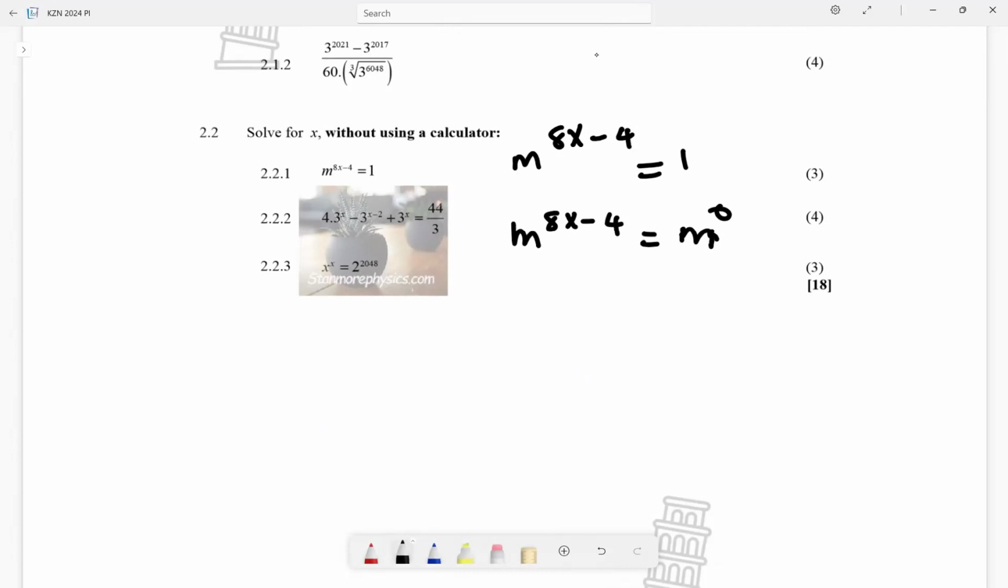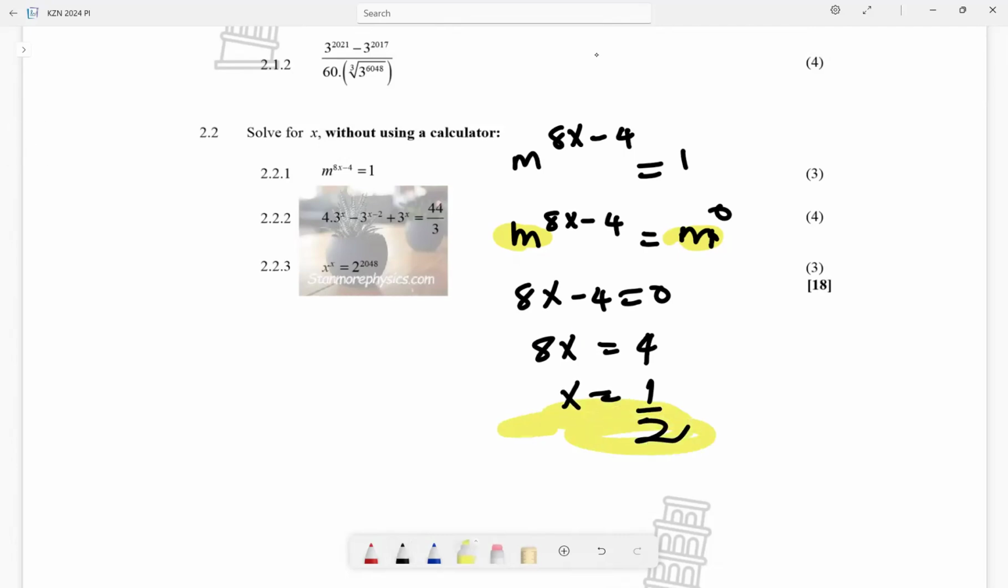Then after doing that, if I have the same base, I equate the exponent. How do I do that? I say 8x minus 4 is equal to 0, then I can solve. x is 4 divided by 8, it is half. So this is how you can solve that one. I hope you are following.